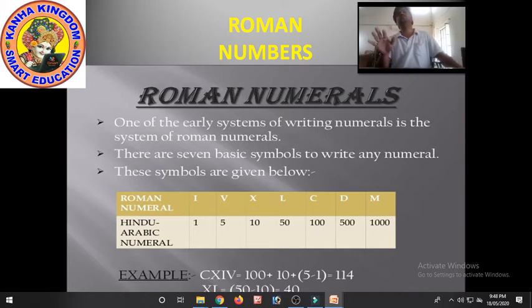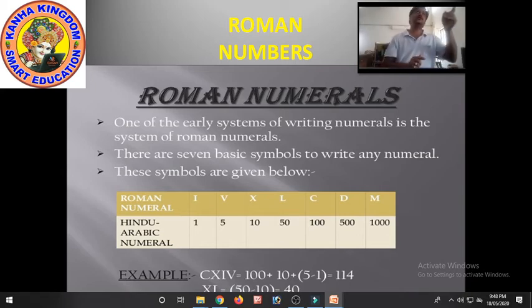Now I will explain with the help of one example. The example is CXIV. So C means 100 and X means 10. But in IV, I is smaller than V. When any numeral is smaller than the other, you have to subtract it, not add.